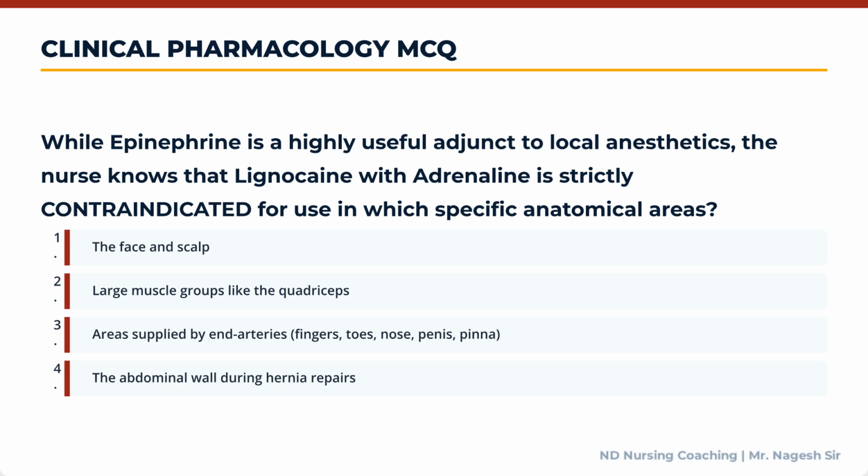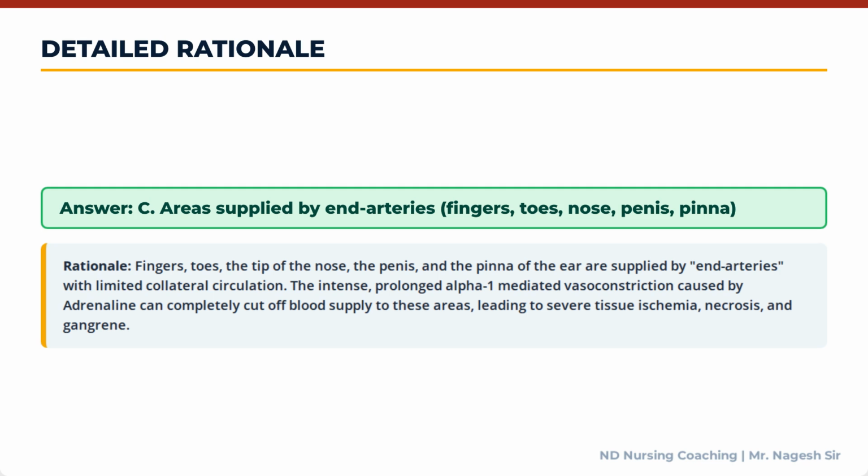Lignocaine with adrenaline is strictly contraindicated for use in which specific anatomical areas? The answer is C, areas supplied by end arteries, such as the fingers, toes, nose, penis, and pinna. Prolonged vasoconstriction in these areas can completely cut off blood supply, leading to severe tissue ischemia and necrosis.